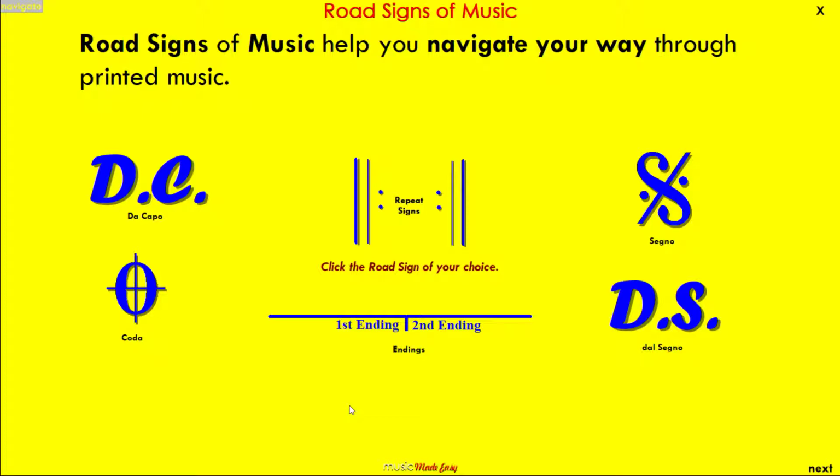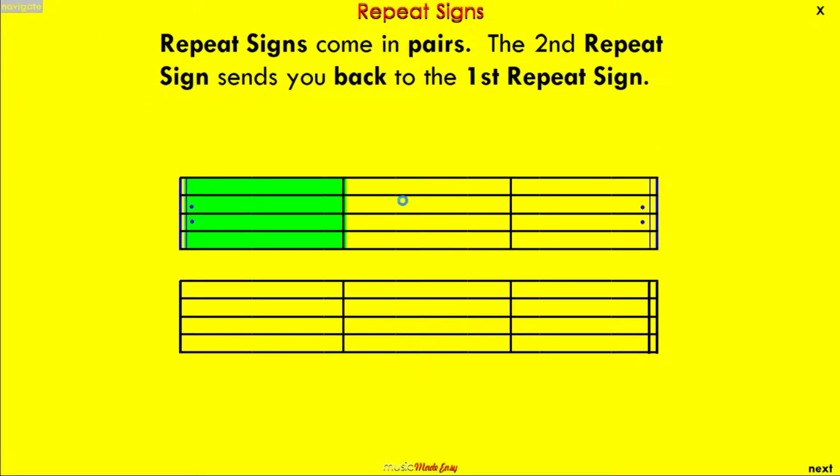Always notice the first repeat sign since you will be coming back. This is going to show you the green rectangle represents the measure, and so you play all the way over to the repeat, and then you go down to the next staff.